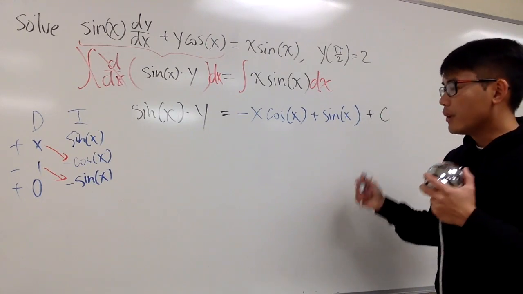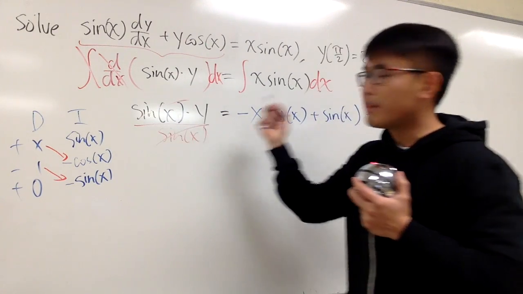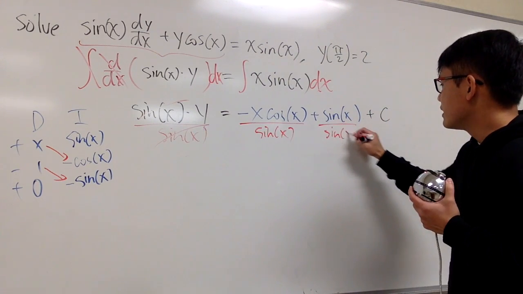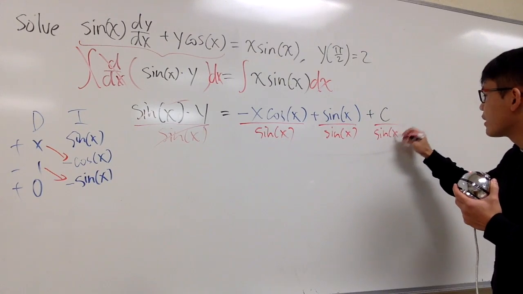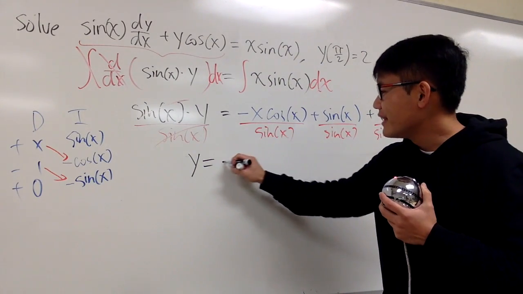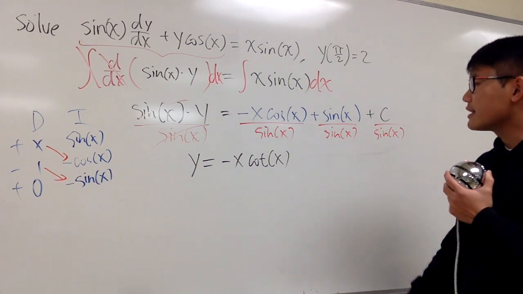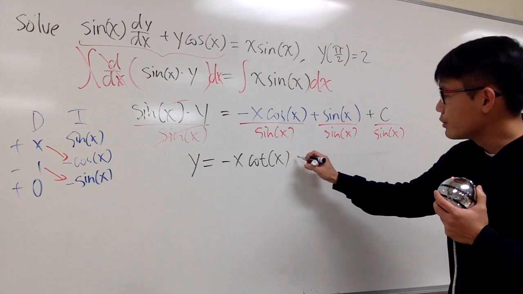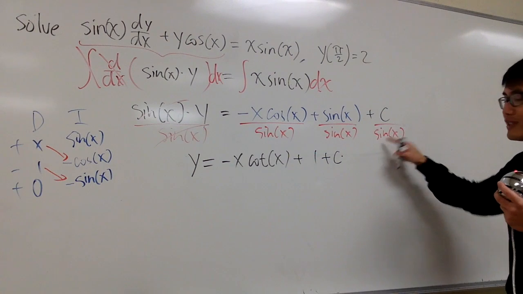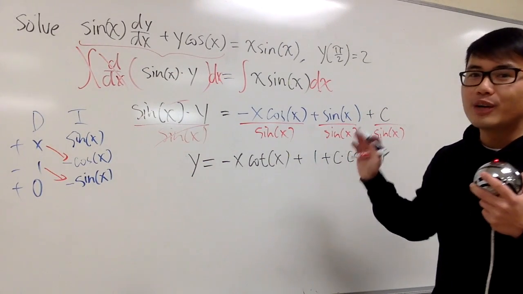Okay. Well, next, we can just divide everything by sine of x. Let's go ahead and do that so that we can get the y by itself. We'll also divide this by sine of x, and we also divide the c by sine of x. Okay, and we will have y by itself, and this is equal to, we will have negative x. Cosine over sine is cotangent, okay, and we have cotangent x. And we have sine of x over sine of x, that's just going to be plus 1. And lastly, we put down plus c times 1 over sine x, which is cosecant x. And this is it for the general solution.